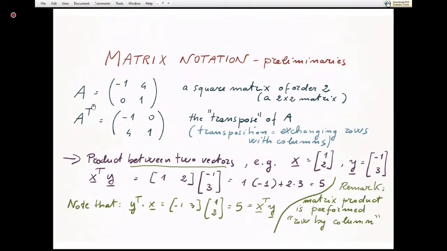Another important matrix, a first important operation involved with matrices, is computing the transpose of the previous matrix. So the transpose of matrix A is another 2 by 2 matrix in which I've just exchanged the rows with the columns. So what was previously the first row, now it is the first column, and the second row is the second column. Okay? So this is the transpose of A, and transposition means exchanging rows with columns.